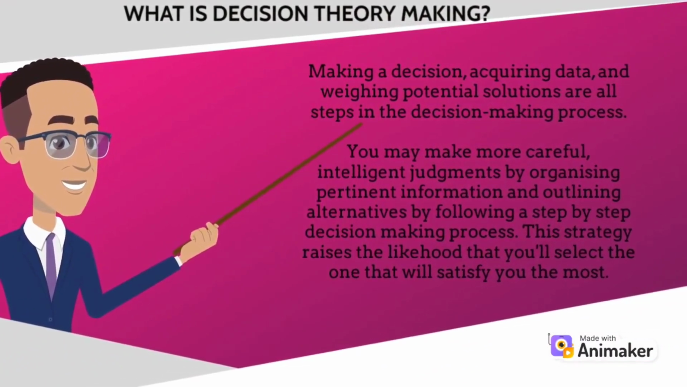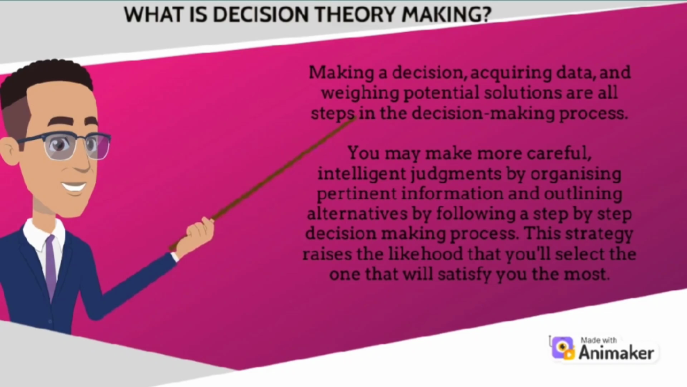Making a decision, acquiring data, and weighing potential solutions are all steps in the decision-making process. You may make more careful, intelligent judgments by organizing pertinent information and outlining alternatives by following a step-by-step decision-making process. This strategy raises the likelihood that you will select the one that will satisfy you the most.